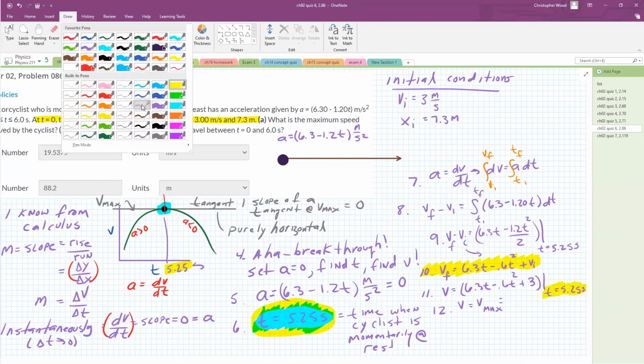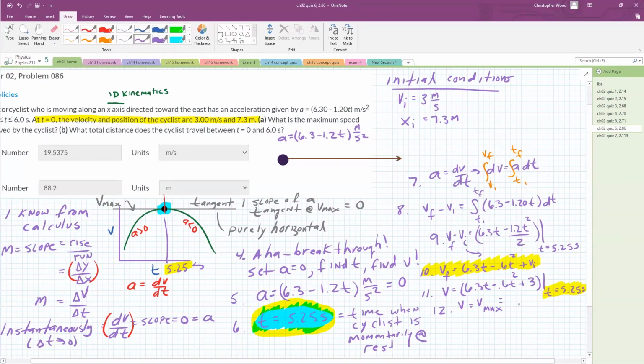So I know I didn't help matters by making that little misstep, but better late than never. My calculator says 19.5375 meters per second. This is the answer to part A. And I think all of this is good.